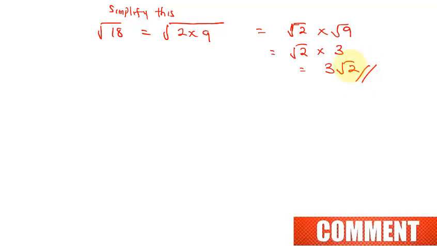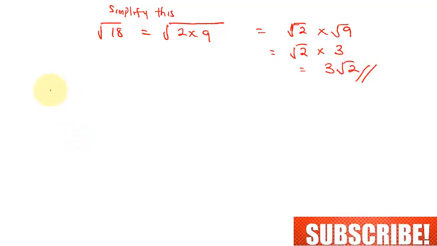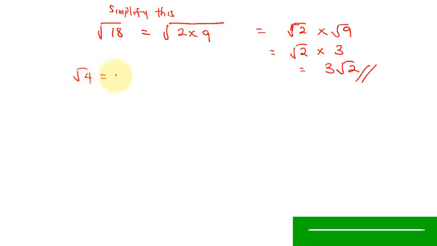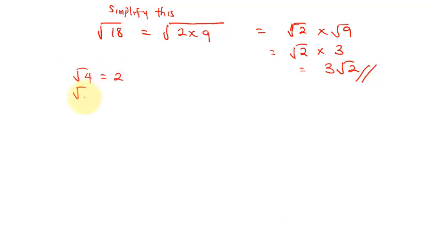Now, there's something you really need to understand in Surds. You need to understand the perfect squares. Root 4 is going to give you 2, root 9 is going to give you 3, root 16 is going to give you 4, root 25 is going to give you 5. At least you need to know all these down to 10, if you are to comfortably solve several questions on Surds.